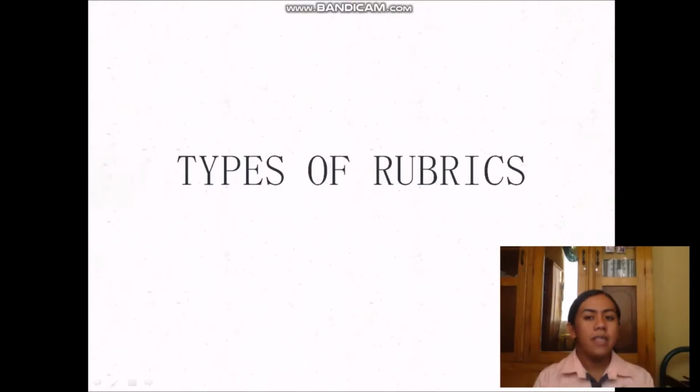So the second best topic that I have learned in this subject is the types of rubrics. There are two types of rubrics. The first one is the analytic rubric and the second one is the holistic rubric. So now let's tackle the analytic rubric.